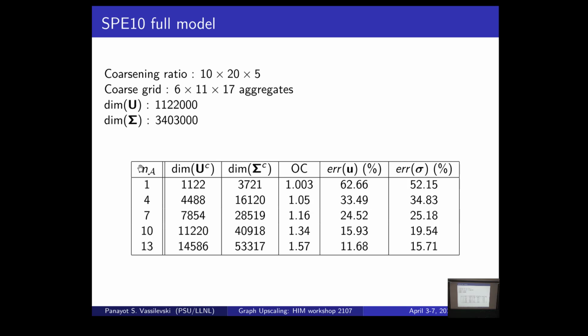The full model is that size. These are the coarse version. Vertex, and these are edges. Operator complexity is pretty much the same as before. So for the full model also, we can come up with the upscaled version with that quality if you're happy with this percentage of the error. If you want to get more, you have to put in more degrees of freedom, and this will increase. It increases in some way, okay?